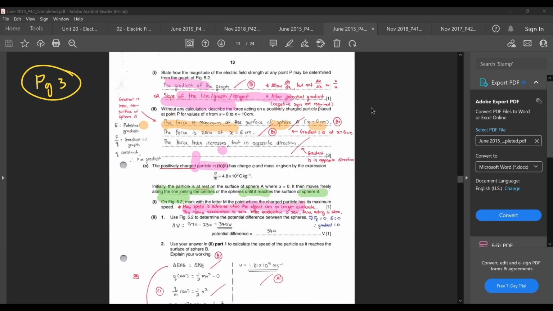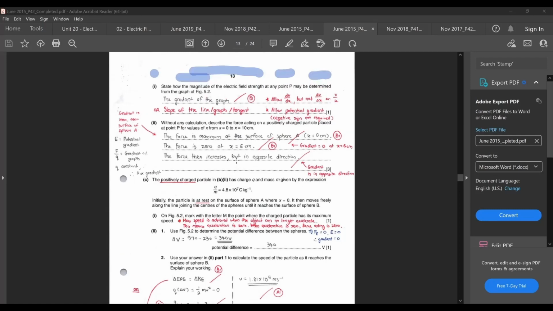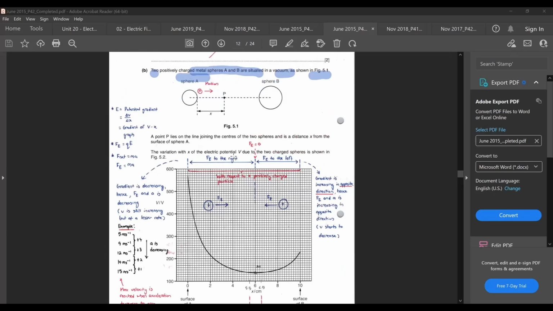One other thing. If you just look at part 1 of the question, they're asking you to state how the magnitude of your electric field strength at any point P can be determined from your graph in figure 5.2. Okay, so how do you determine the magnitude of your electric field strength from your graph of potential versus distance here? This is a graph of potential versus distance.